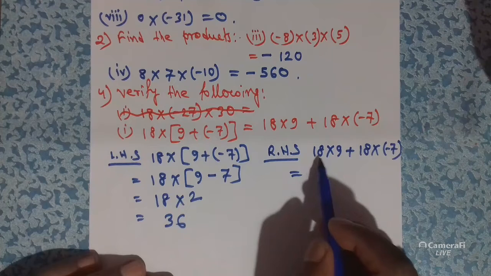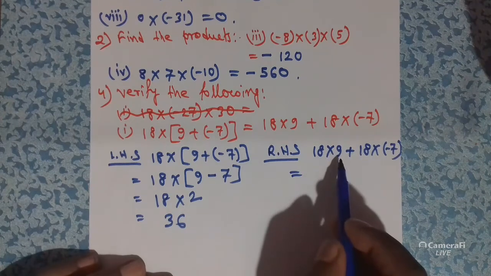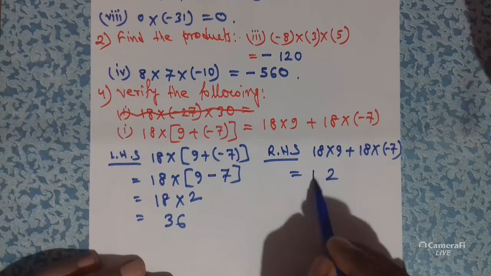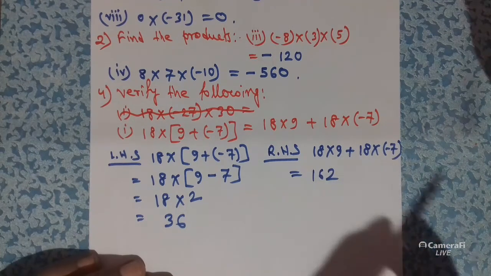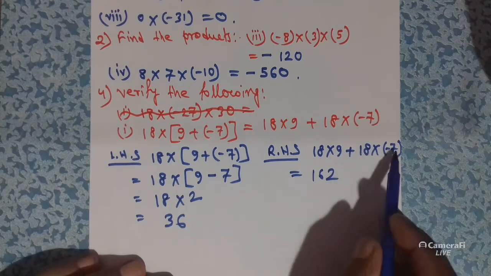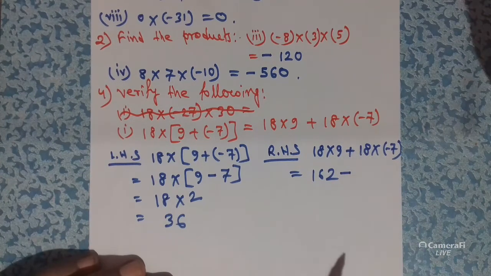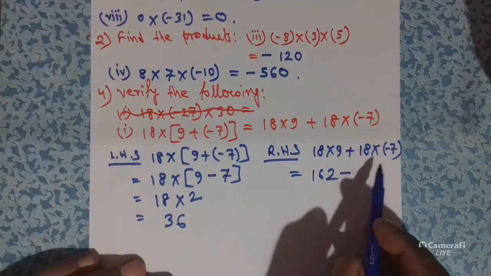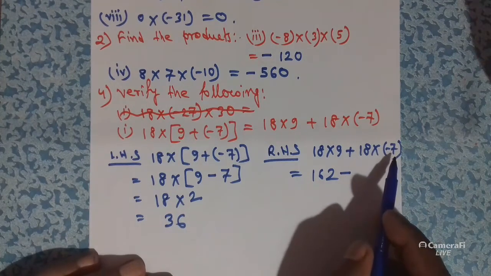Now we have to multiply first 18 multiply 9. So it will be 162. And now students, you can see that it is positive and it is negative. So plus multiply minus is minus. Okay. Now we have to multiply 18 with 7.